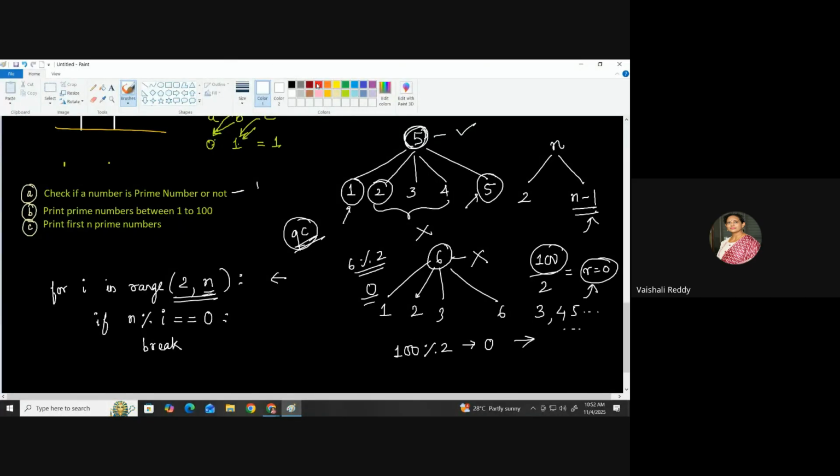What is this break keyword? Stop the loop. Or we can say force out of loop.